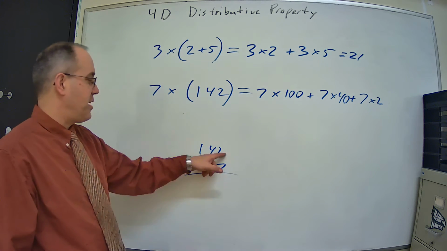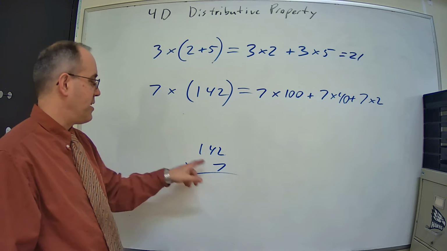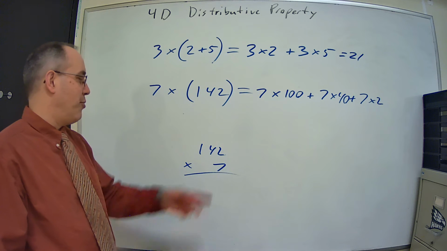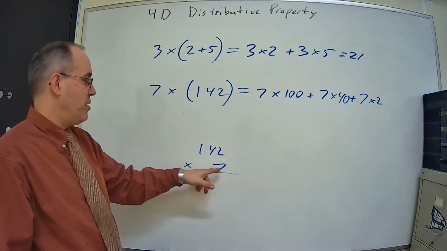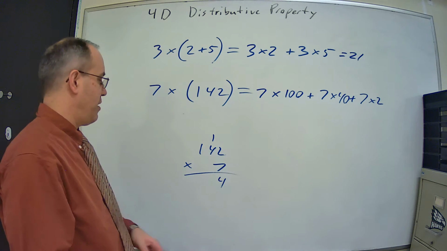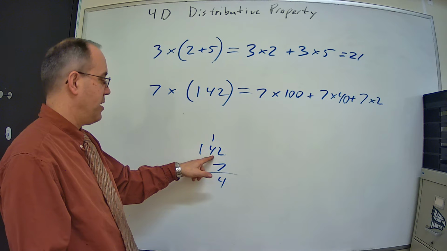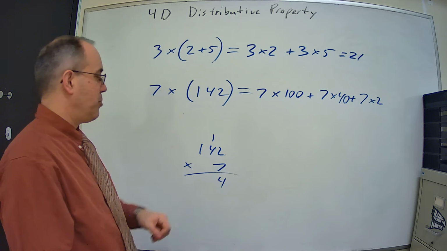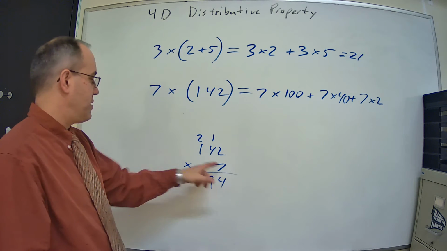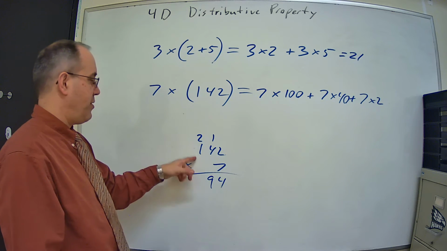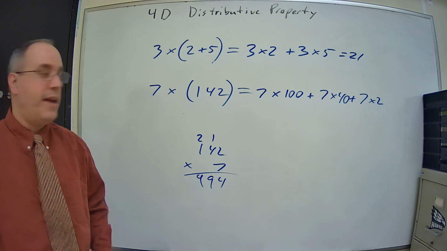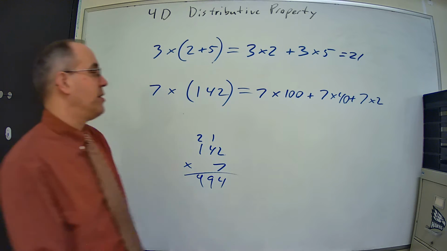Aren't we saying 7 times 2 and then 7 times 40 and then 7 times 1? And then we're adding them as we go. 7 times 2 is 14. So we put 1 up here. We go 7 times 4 is 28, plus that 1 is 29. And then 7 times 1 is 7, plus 2 is 9. 994. That's really what we're doing.